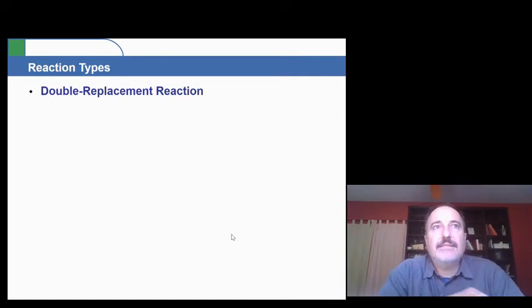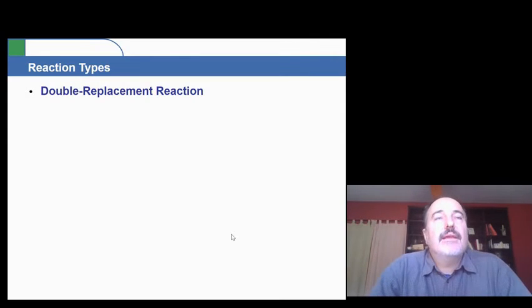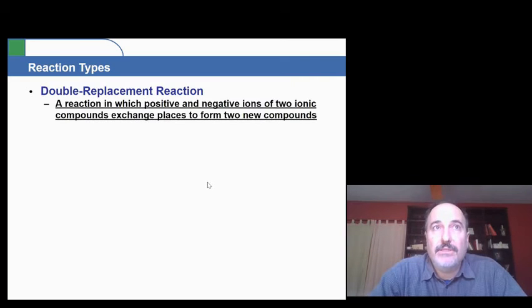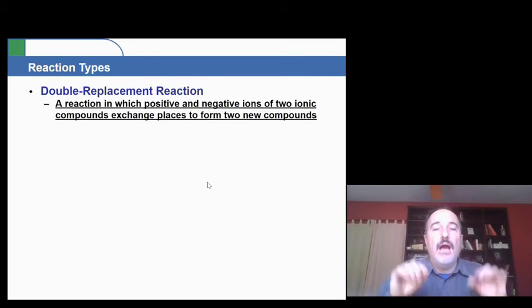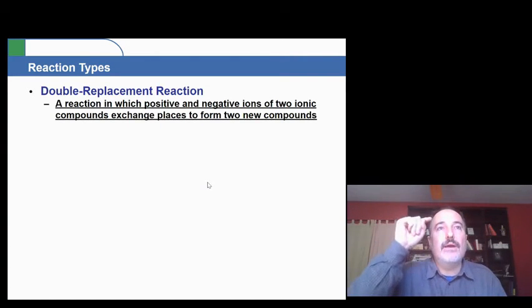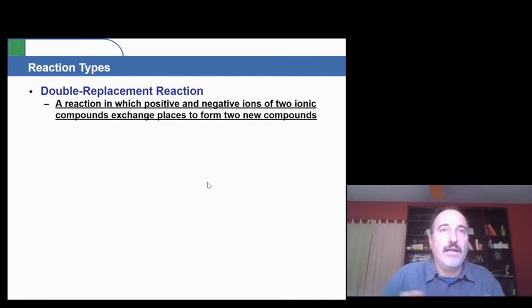Now, the next type is called a double replacement reaction. A double replacement reaction is like a single replacement, but instead of having a singleton element and a compound, we have two compounds. It's a reaction in which the compounds swap partners, as it were, where the positive and negative ions of two separate ionic compounds exchange places to form two new compounds.